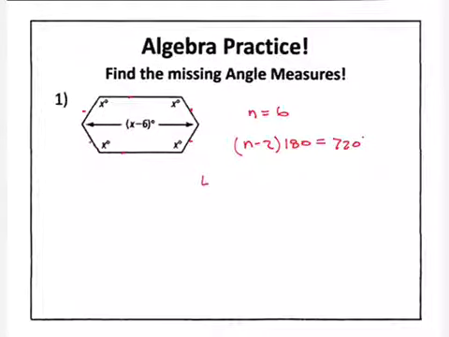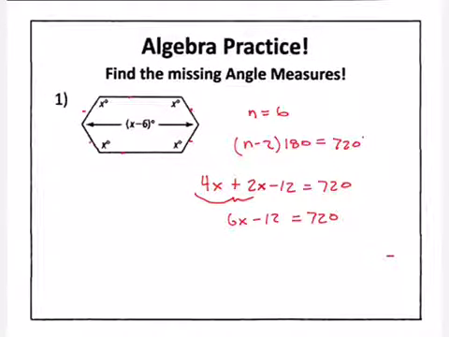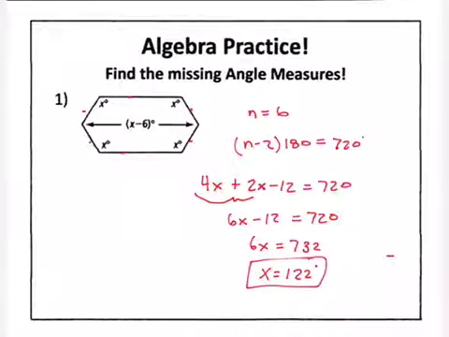So we've got 4 individual x's plus 2 of the x minus 6's. So that's 2x minus 12 equals 720. We can clean this up a little bit. So we've got 6x minus 12 equals 720. We'll add 12 to both sides. We get 6x equals 732. Divide by 6. x in this case is 122. So that means that these individual x angles are 122 degrees, where the two side ones are 116.